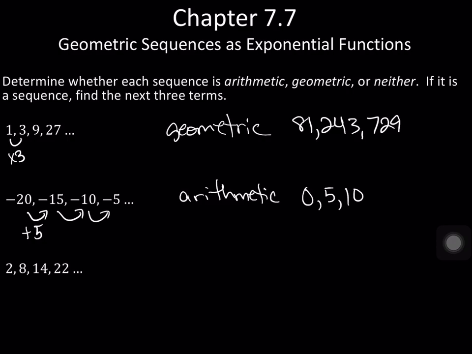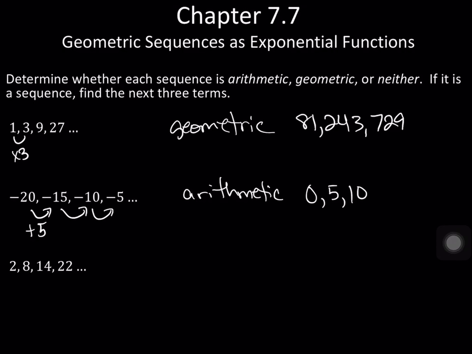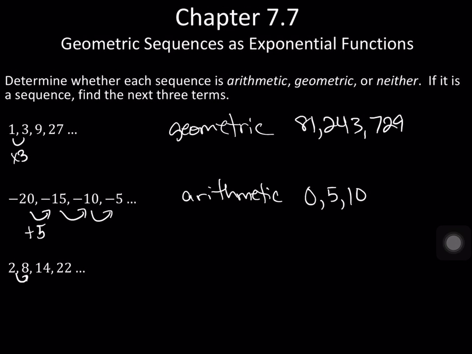Okay. Now the next one, we feel like it's probably going to be neither, but we're still going to look at it. So 2 to 8, like we could be multiplying times 4, but then that doesn't get us to the next number, so we're not multiplying times 4, but we are adding 6, and then we're adding 6 again, then we're adding 8, right? So now that puts us right back at neither.